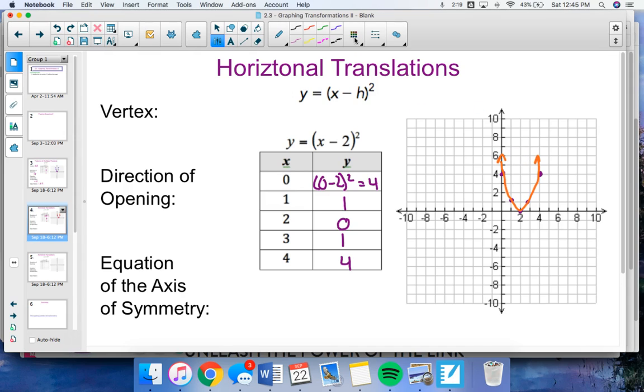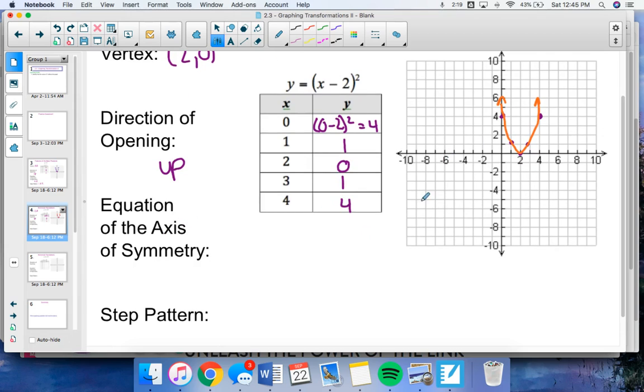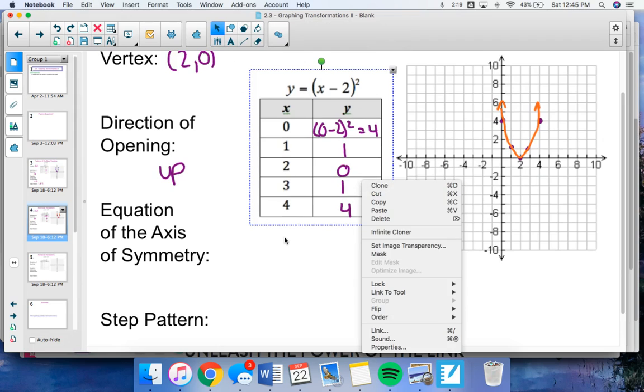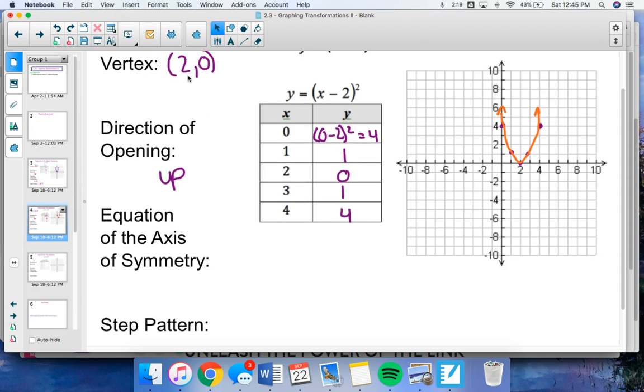Okay, so let's examine our information here. Up until now, our vertex either moved up or down, or stayed the same, so 0, 0. Now it's shifted to the right, so now it is 2, 0. Direction of opening is up. Look at our equation of the axis of symmetry. It's not x equals 0 anymore. Remember from before that the equation of the axis of symmetry is actually the x value of our vertex. So in this case, it is x equals 2. Right here, the axis of symmetry would go right through x equals 2.